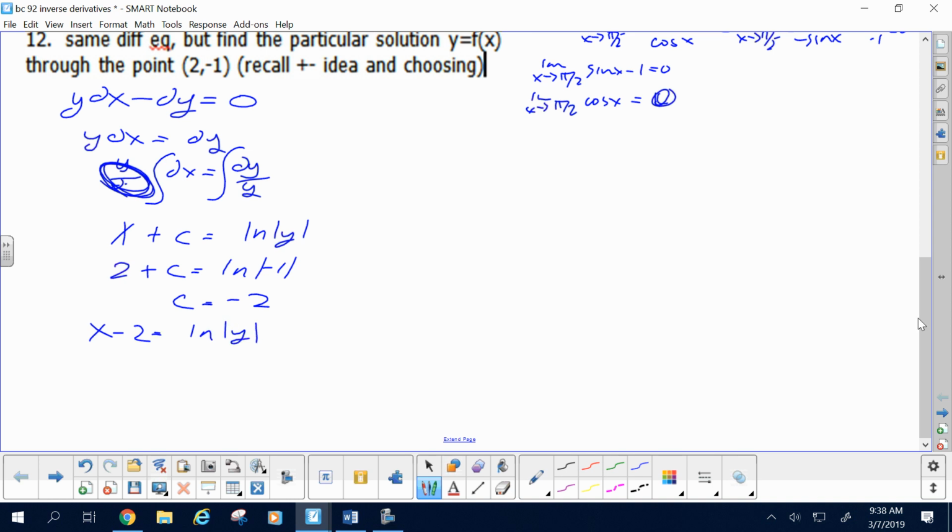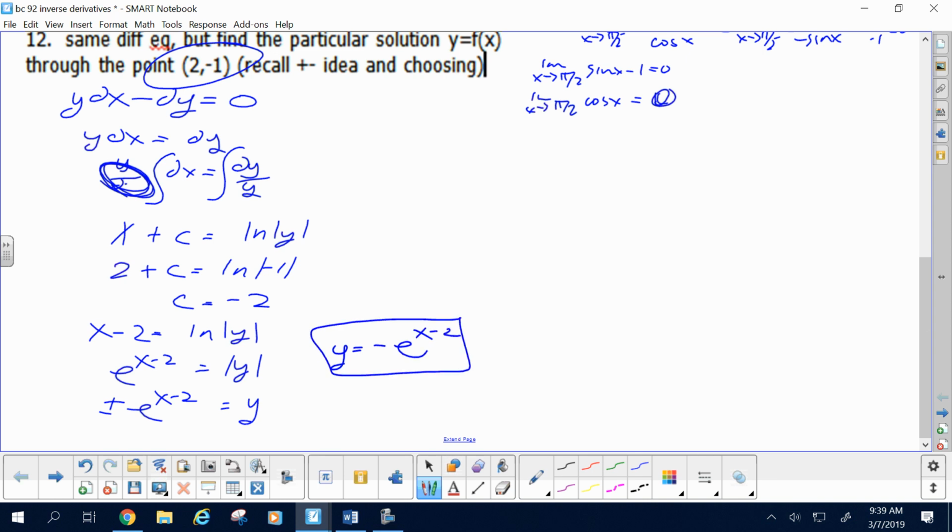Now you need to solve for y. What do you do? Exponentiate it. e to the x minus 2. The y is still an absolute value. Exponentiating does not remove that absolute value. It's still there. y is plus or minus e to the x minus 2, which would satisfy the initial condition. When x is 2, y is negative 1. It must be the case that y is negative e to the x minus 2, based on the initial condition.